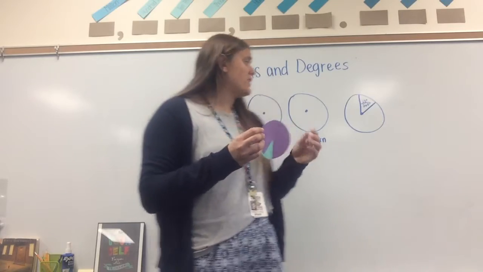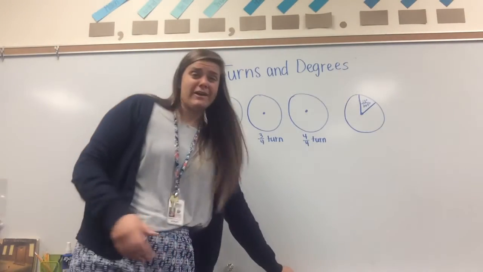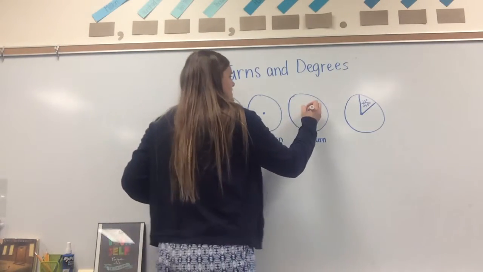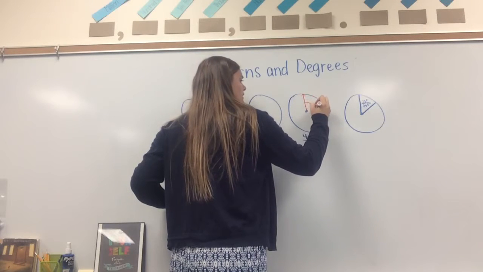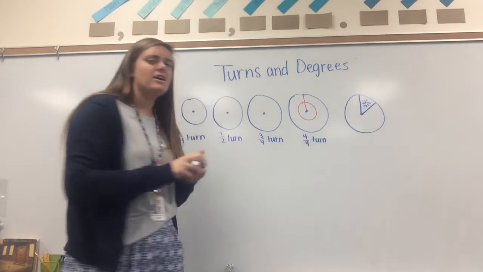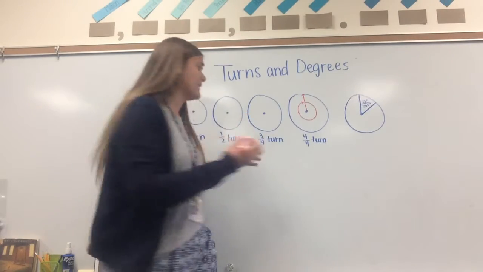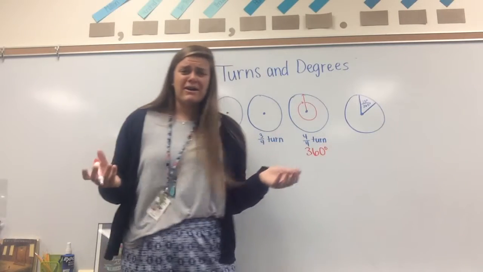You all know that one full turn on a circle is how many degrees? Shout it out at home. Okay, if I start here and I go all the way around the circle and end up right back to where I started, we know that a circle has 360 degrees. Think about how you know that.